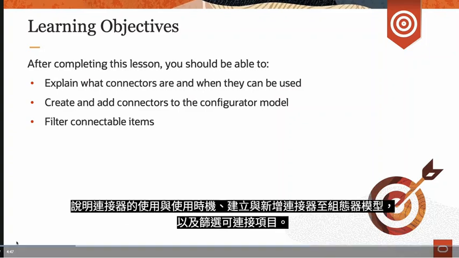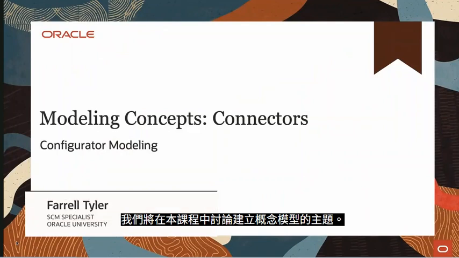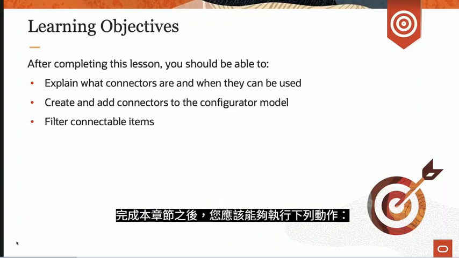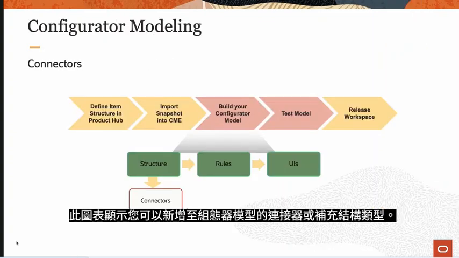and filter connectable items. For this lesson, for the topic of modeling concepts, we'll talk about connectors. After completing this lesson, you should be able to do the following: explain what connectors are and when they can be used, create and add connectors to the configurator model, and filter connectable items. This diagram shows that connectors are a type of a supplemental structure that you can add to a configurator model.